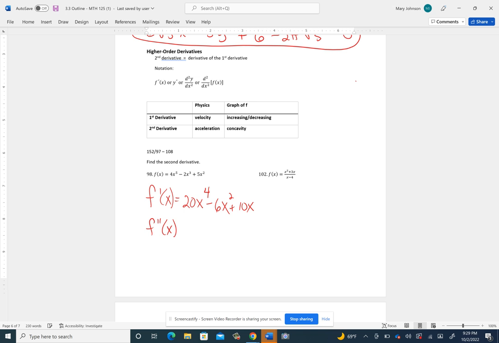So the second derivative would just be the derivative of that. So we do 4 times 20, which is 80. Take 1 away from the exponent, get x to the 3rd. 2 times 6 is 12, so we'd have minus 12, x to the 1st, and then plus 10. So this one asks for the second derivative. So you do the first derivative, and then you do the derivative of that. Now that one was pretty nice and easy because the function was a polynomial.